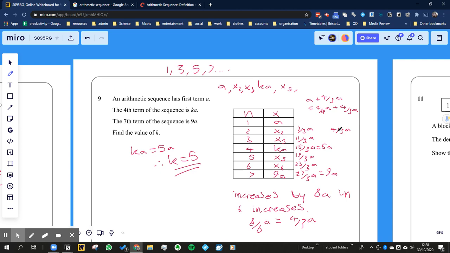So I said it's going up in 4/3 A. It started off at A, which is the same as 4/4A. So we have 4/4A plus 4/3 A, which gives 7/3A. Then we add another 4/3 A, which takes it to 11/3A. Then add another 4/3, 15/3A. And I said K was equal to 5. 15/3 simplifies to just 5A.